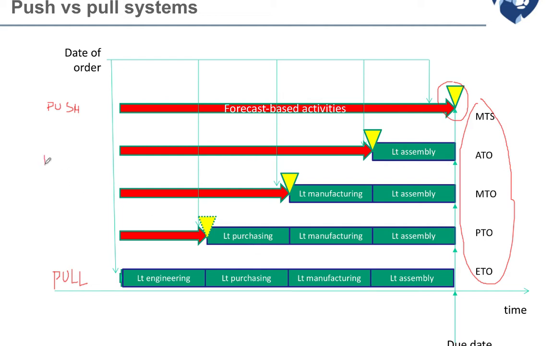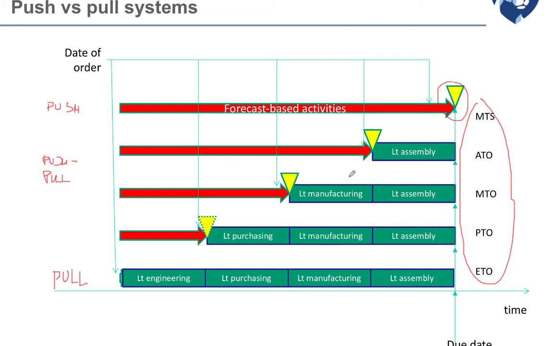In between, you have what are called push-pull systems, meaning something in between. So more push or more pull systems. So systems that don't follow a specific logic, but they mix it.